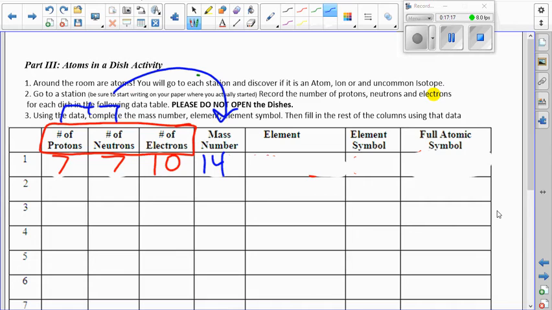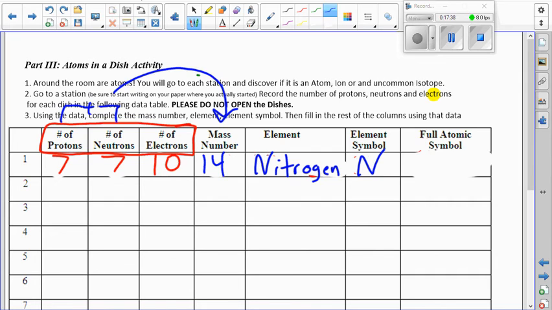Let's see here. Which one of these subatomic particles tells us what element this is? Okay, so I have 7 protons. So this must be what element? Nitrogen. You got it. What is the symbol of nitrogen? You got it. Okay, so see the difference between the element name and just a simple symbol?